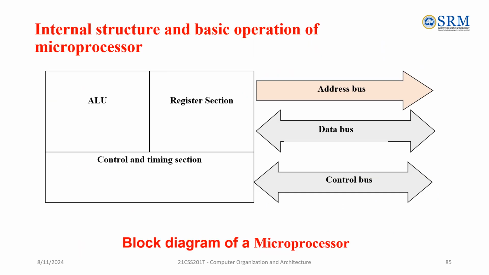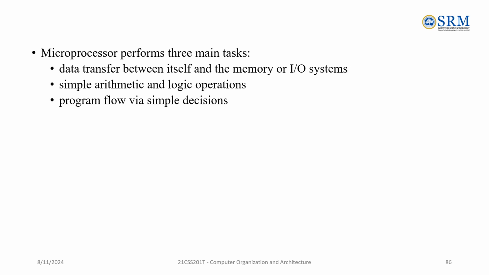So this is the internal structure and basic operations of a microprocessor. It has an ALU, register section, and control and timing section. A microprocessor performs three main tasks: data transfer between itself and memory or I/O systems, simple arithmetic and logical operations, and program flow via simple decisions.